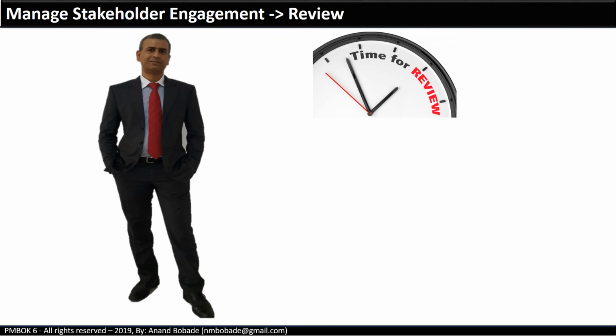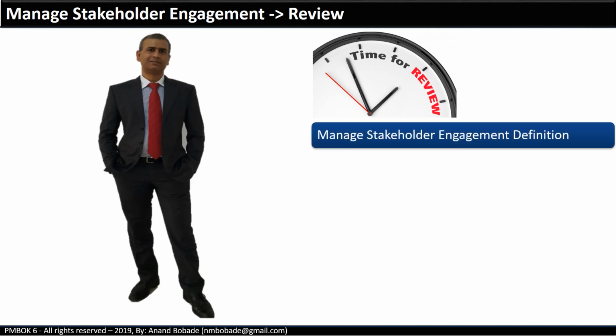So this is all about the managed stakeholder engagement process. This process looks simple but is very difficult to execute on the ground. Let's do a quick review. We started with the process definition. So what is the managed stakeholder engagement process definition? It's a process of communicating and working with stakeholders to meet their needs and expectations, address issues, and foster stakeholder engagement throughout the project.